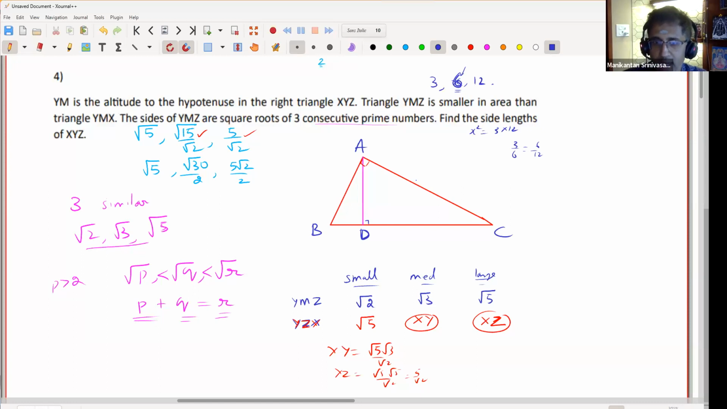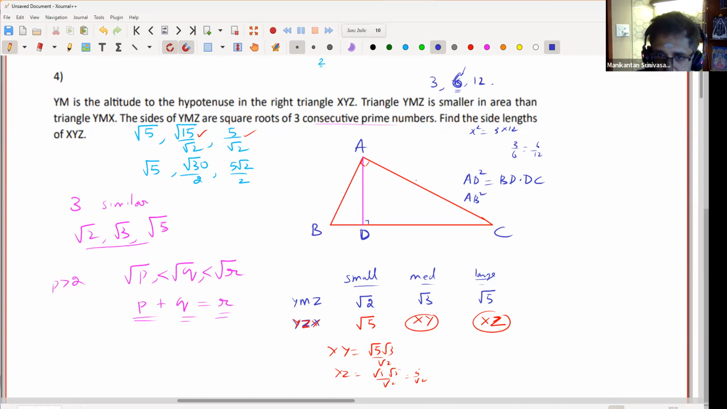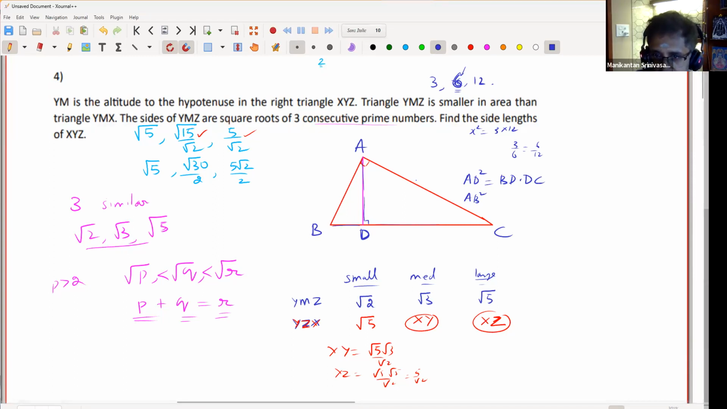So x square is 3 by 12. By that, there are three geometric means here. AD square, AD, which is the perpendicular, will be the geometric mean of BD and DC. So AD is the geometric mean of BD and DC. Okay, AD is easy to understand, right? The perpendicular is the geometric mean of this guy and this guy.